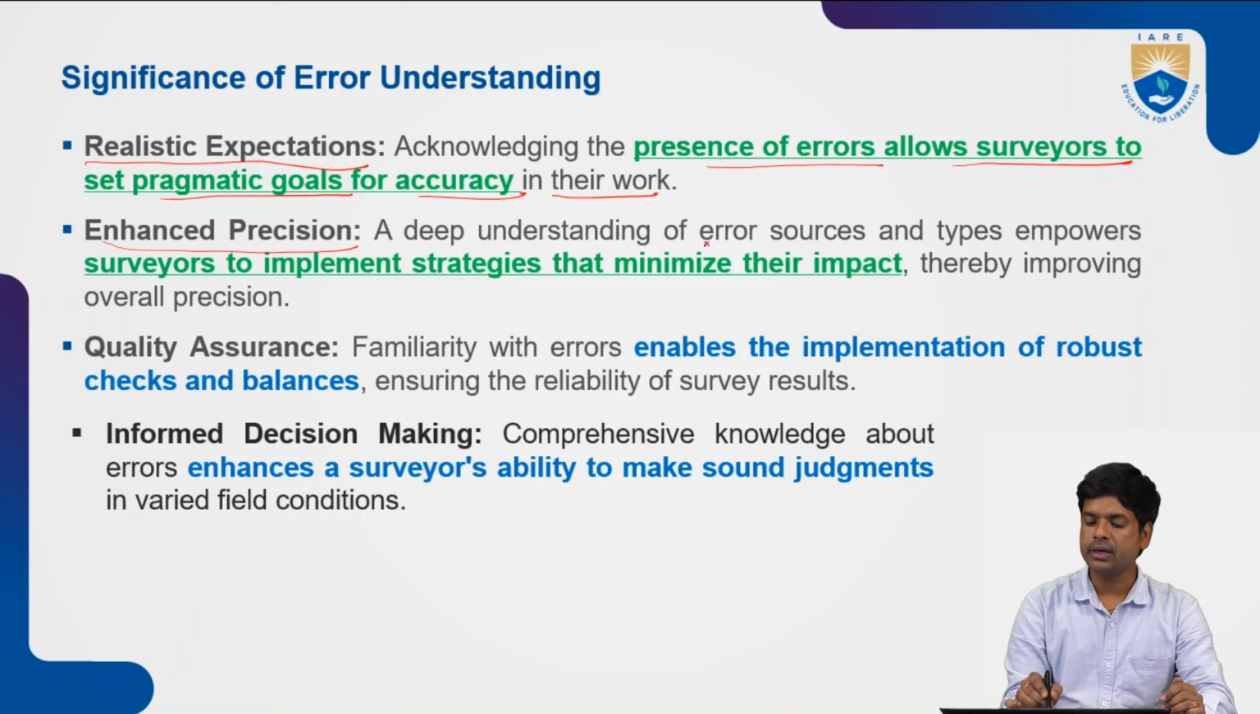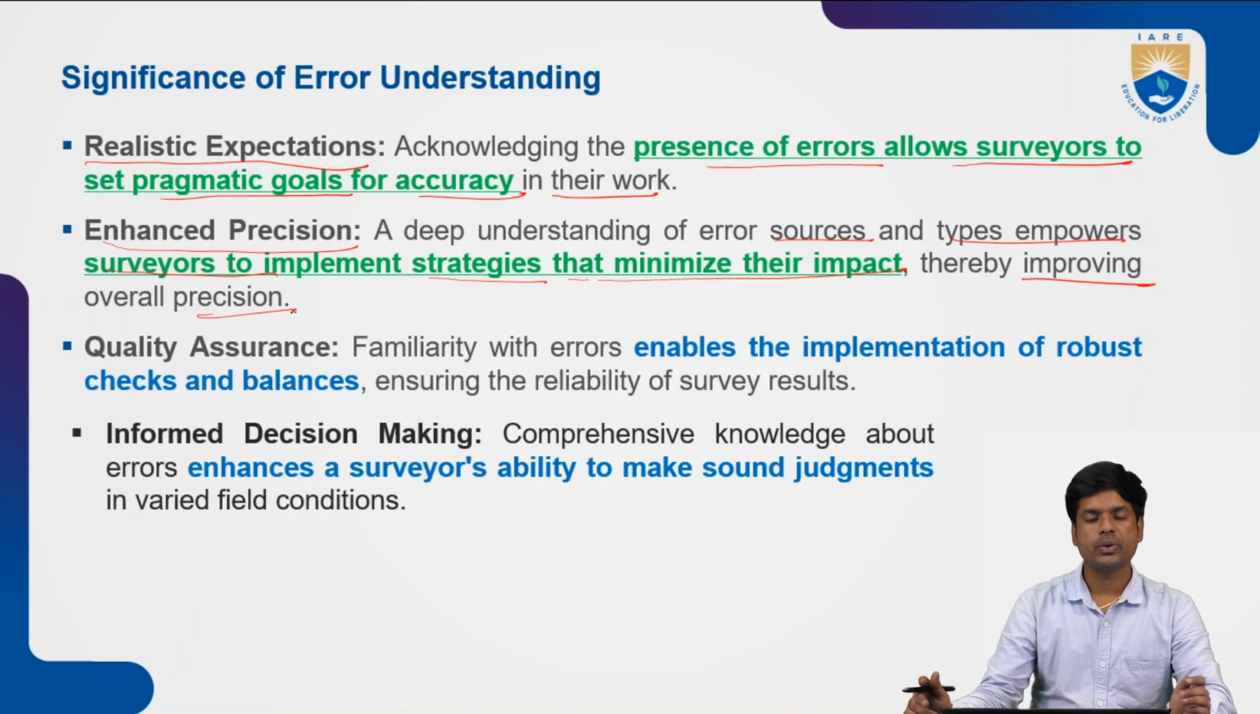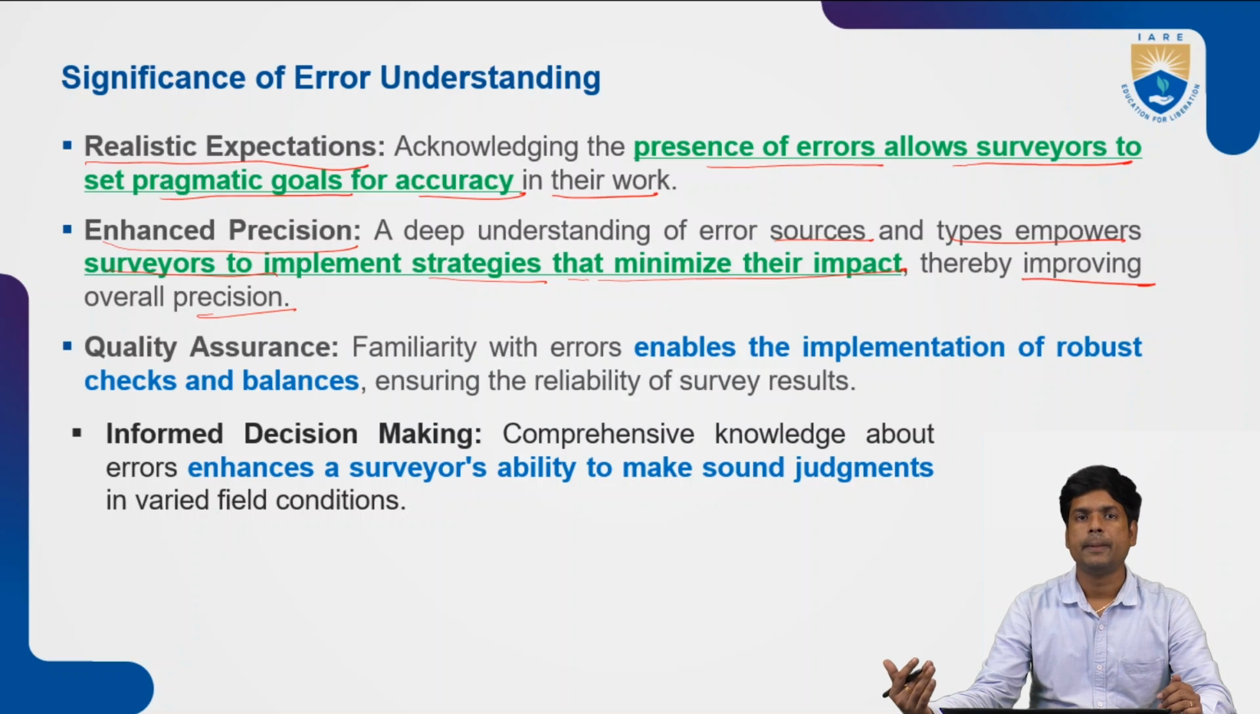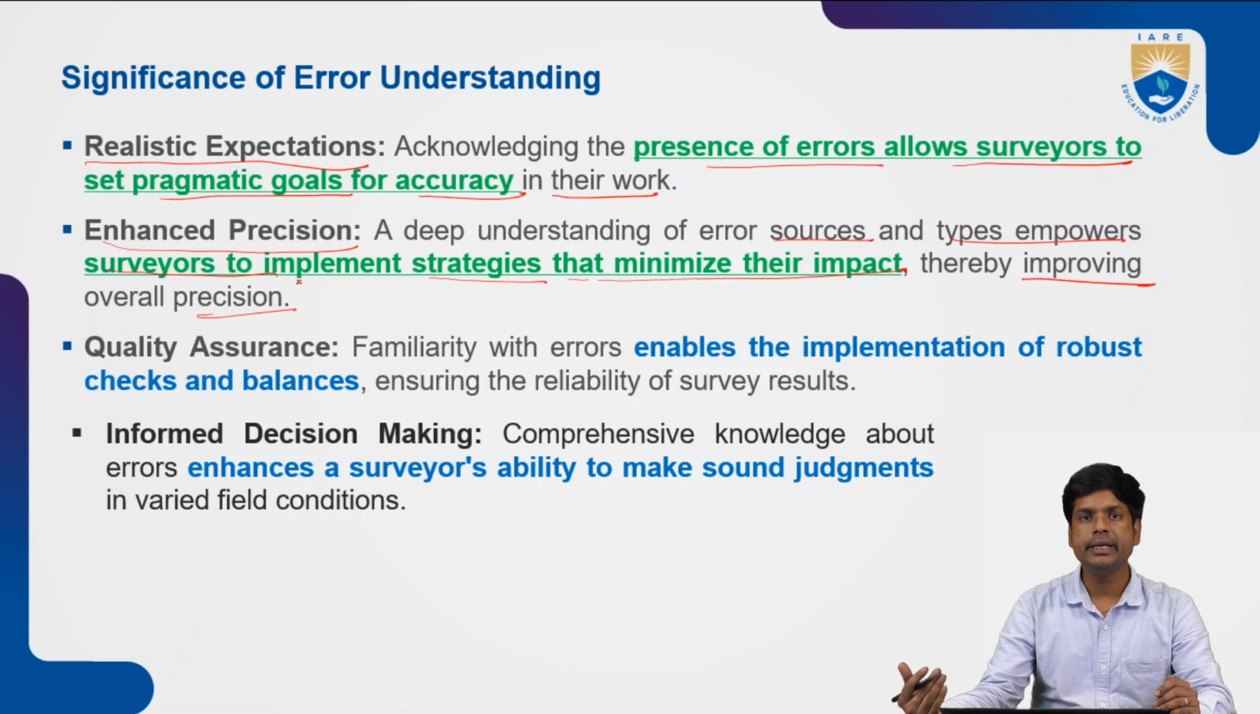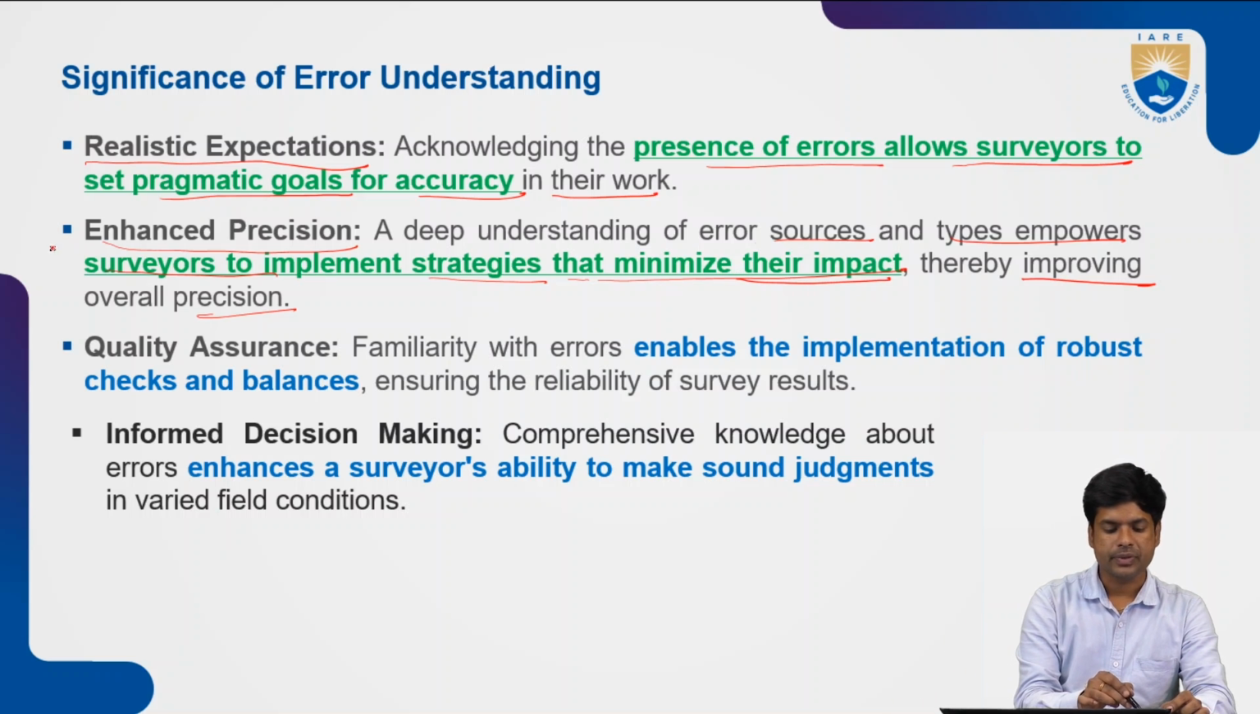A deep understanding of error sources and types empowers surveyors to implement strategies that minimize their impact, thereby improving the overall precision. Enhanced precision means if you know what types of errors you are going to get for a particular type of surveying, then you are going to take some care, or implement some strategies according to that type of surveying, so that we can minimize the errors and their impact. Okay, that is the second one.